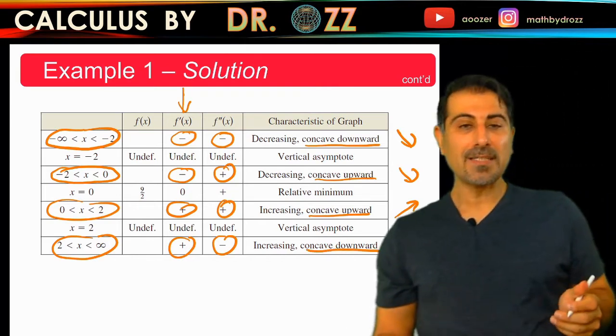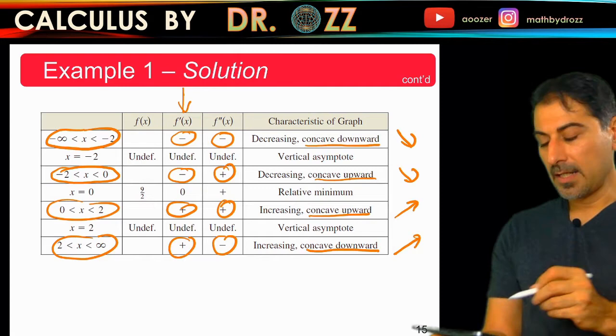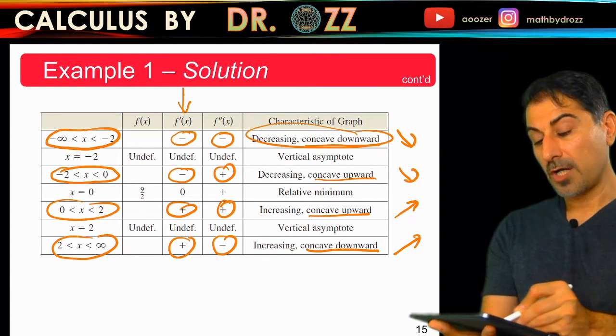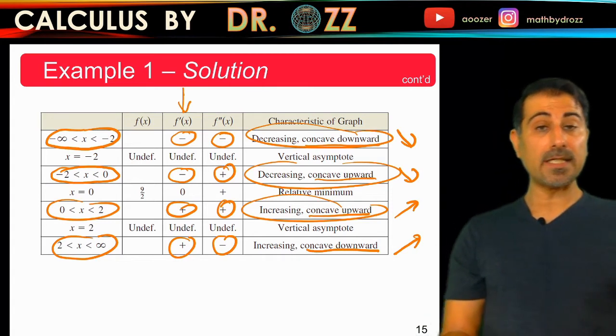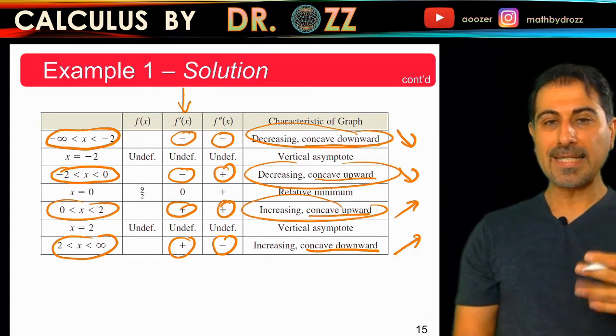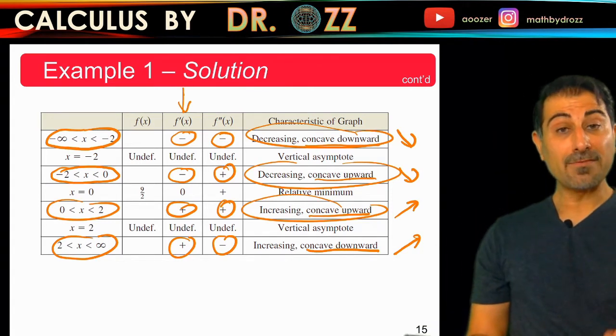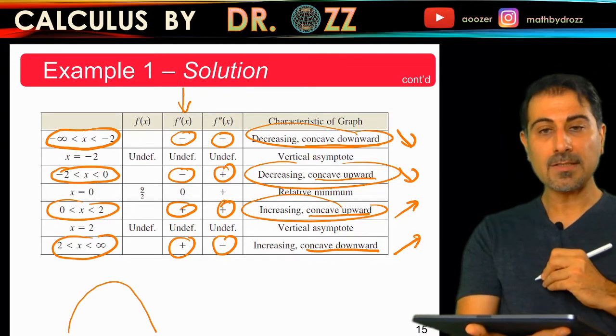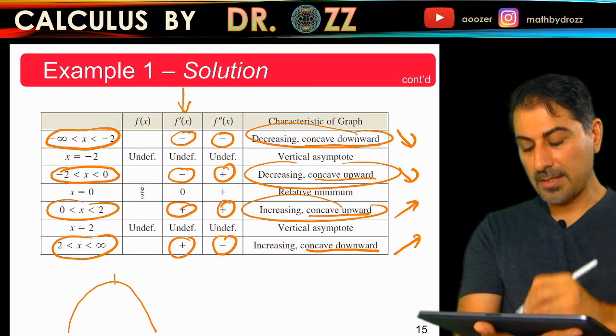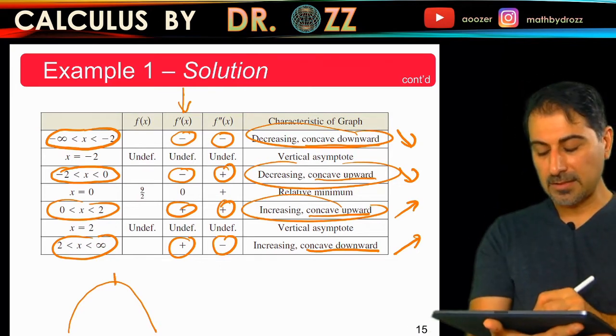To be specific, how do you combine each row here? Like you have two different behaviors, like decreasing and concave downward. So what is the exact graph of the function in this interval? So concave down is something like this, obviously, and the piece that is decreasing is this one.